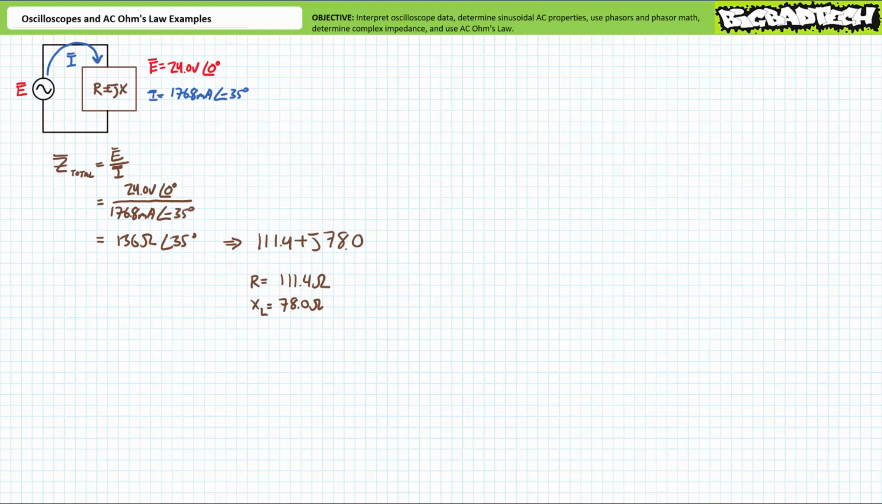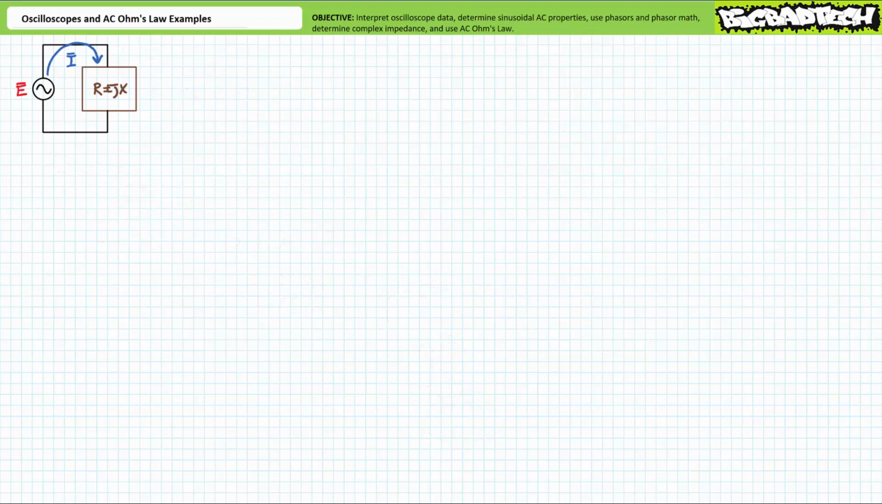The resistive component is undoubtedly 111.4 ohms. An algebraic manipulation of the inductive complex impedance formula suggests an 89.4 millihenry inductor would yield the desired reactive component at the given excitation frequency. Let's try one more illustrated example.